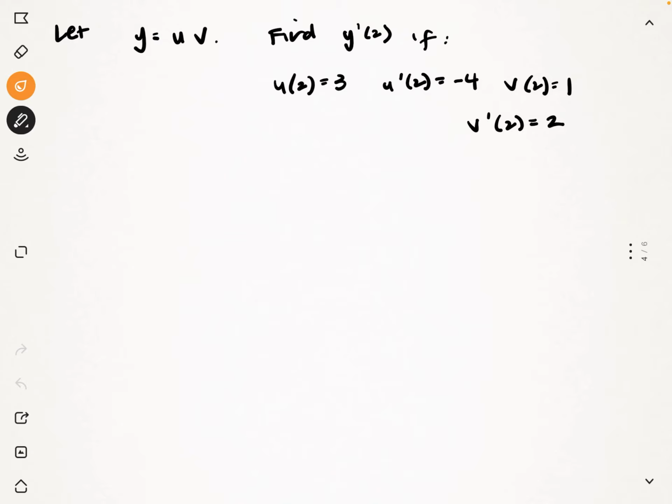All right, the next one's really weird looking, and they're giving us a ton of information, but once you understand what it's asking us to do and how to apply it, it's not that bad. So it's saying, let y equal u times v. So it's some function times another function. They're not even saying what those look like. They're asking us to find y prime of 2 if u of 2 is 3, u prime of 2 is negative 4, v of 2 is 1, and v prime of 2 is 2.